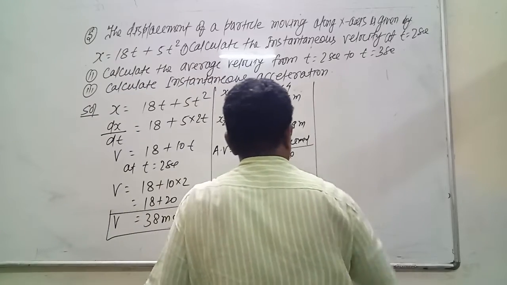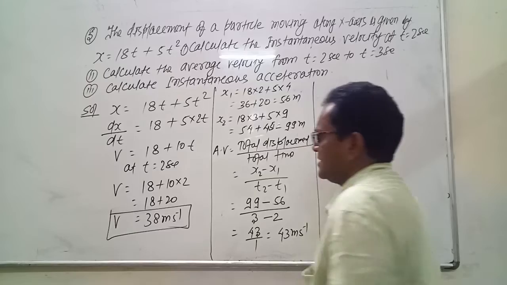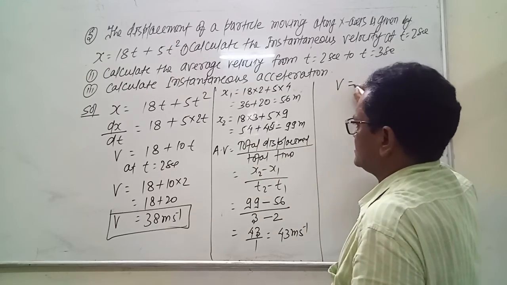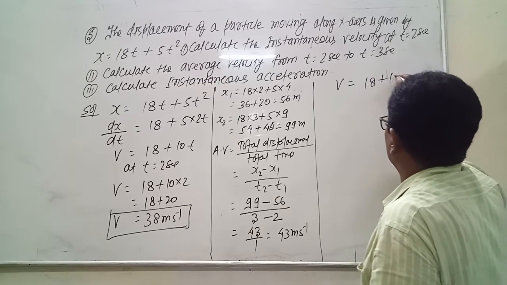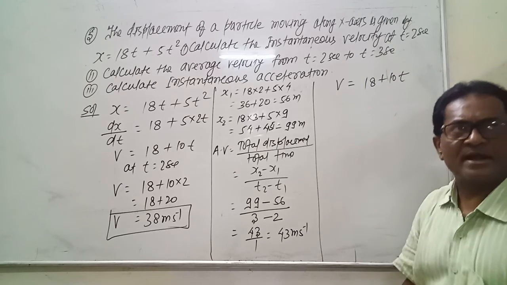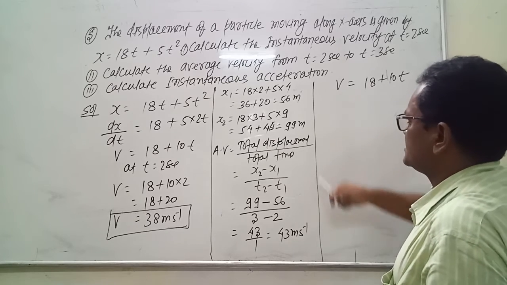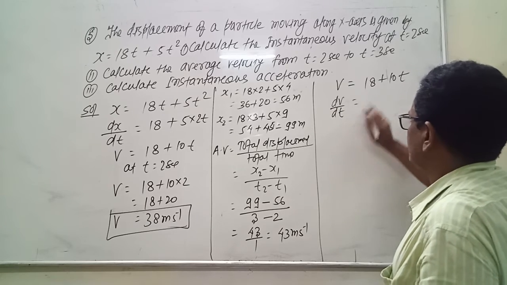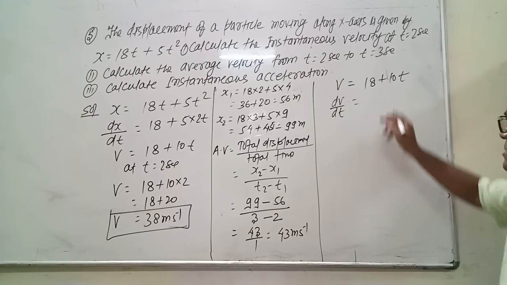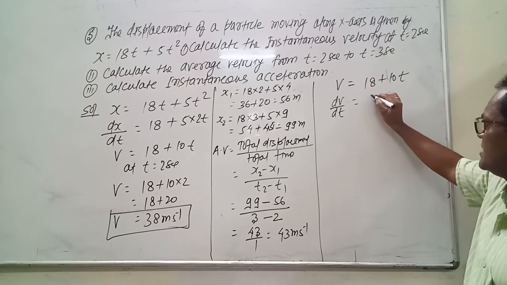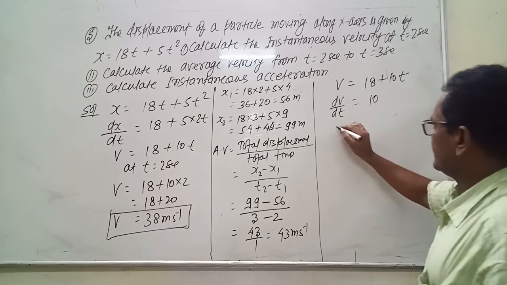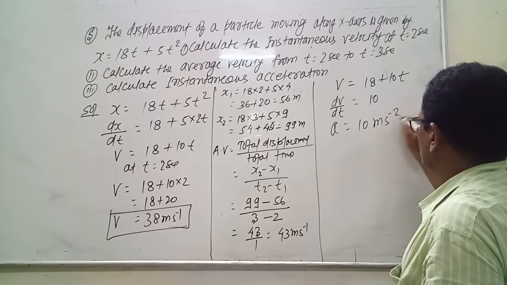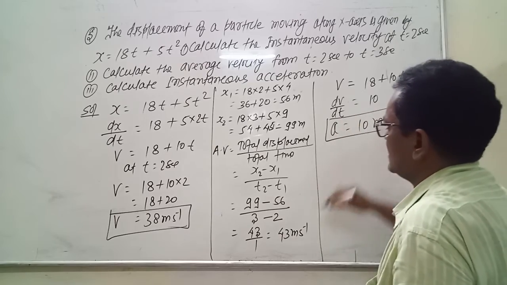Now we have to find the instantaneous acceleration. Already we have calculated the expression for instantaneous velocity, which is 18 plus 10t. For finding the instantaneous acceleration, we differentiate v with respect to t, dv/dt; this is called instantaneous acceleration. The differentiation of 18, a constant term, becomes 0, and the differentiation of t is 1. So dv/dt is called a, the instantaneous acceleration. So a equals 10 meters per second squared.